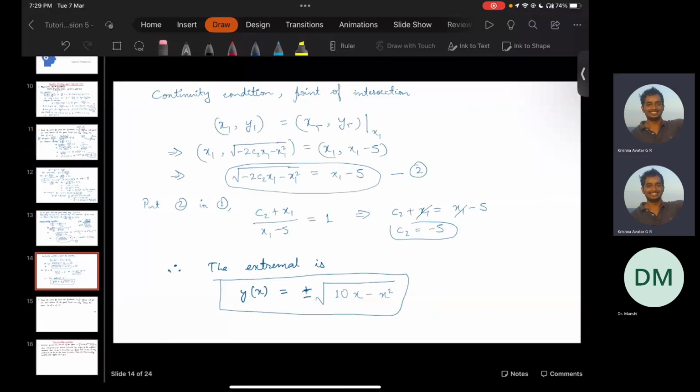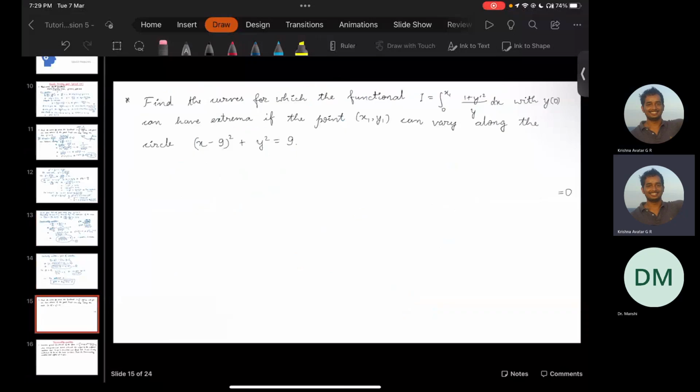Now, building on this problem, we have the same functional in the third problem: find the curves for which the functional is the same. One of the end conditions is also the same, which is y of 0 is equal to 0. However, the other endpoint can vary along the circle. In the previous question, the endpoint was allowed only to move along a line. Now we are constrained to move along a circle.